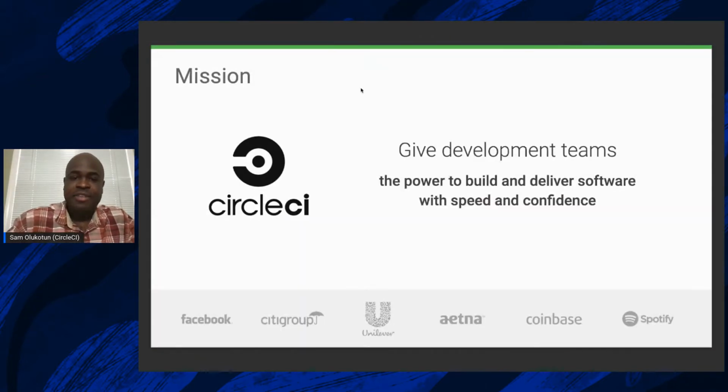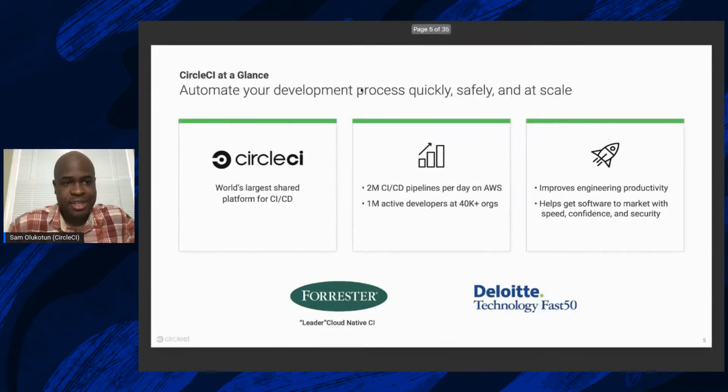CircleCI, our mission is to give development teams the power to build and deliver software with speed and confidence. Our platform allows you to automate your development processes quickly, safely, and at scale. CircleCI is the world's largest shared platform for CI/CD. We run over 2 million CI/CD pipelines per day on AWS. Our customer base is spread across 1 million active developers at 40,000 plus organizations. And all of this combined means that for you and your team, we'll give you the tools that allow you to improve engineering productivity and help you get your software to market with speed, confidence, and security.